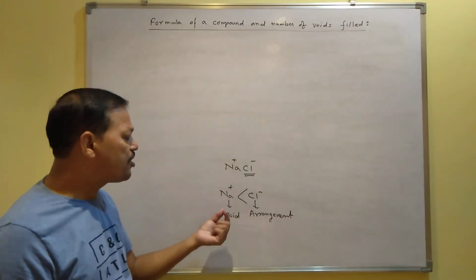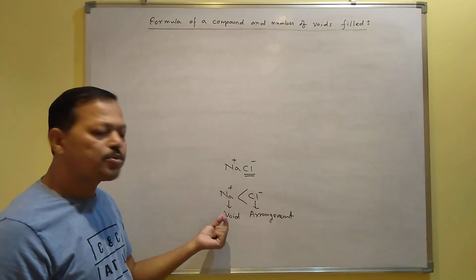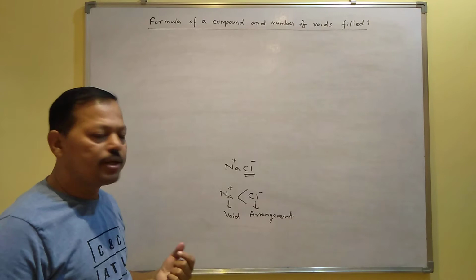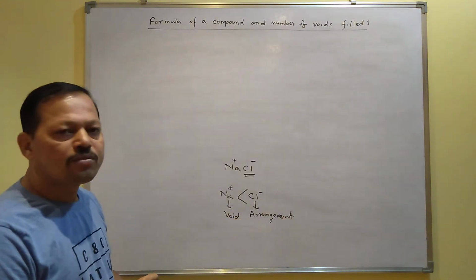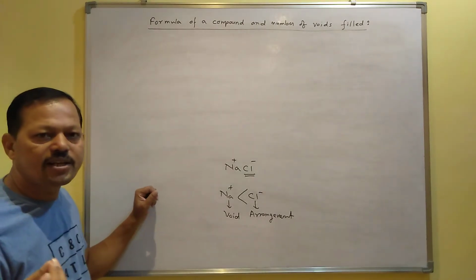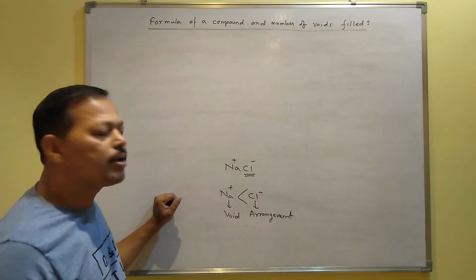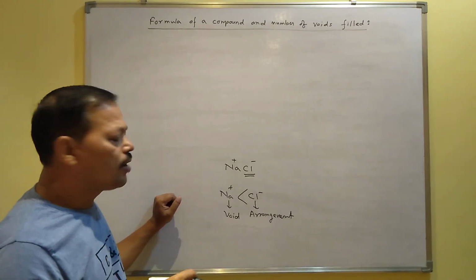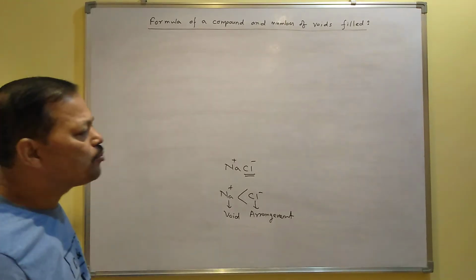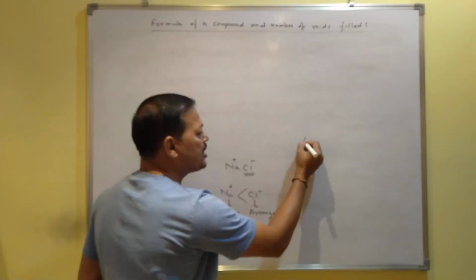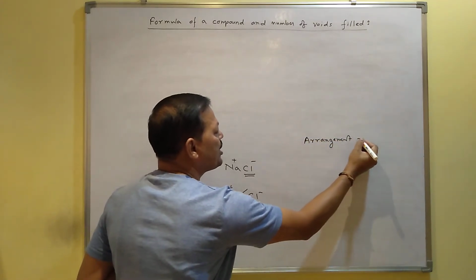Actually, void also contains some particles. If the cation is smaller, then the cation will occupy the void, and if the anions are smaller, then the anion will occupy the void. Now, as you know, there are two types of void, tetrahedral voids and octahedral voids. So the ions may be present in tetrahedral void, may be present in octahedral void, depending on the formula of the compound.